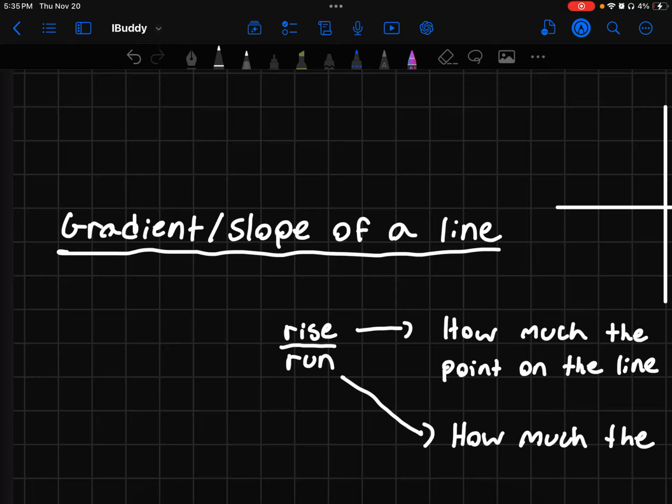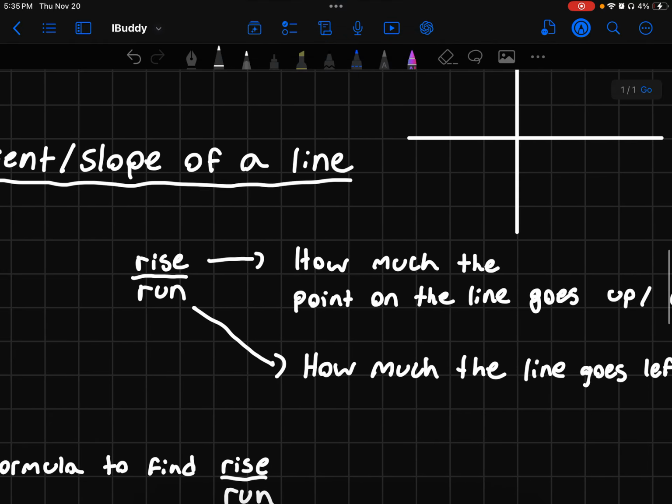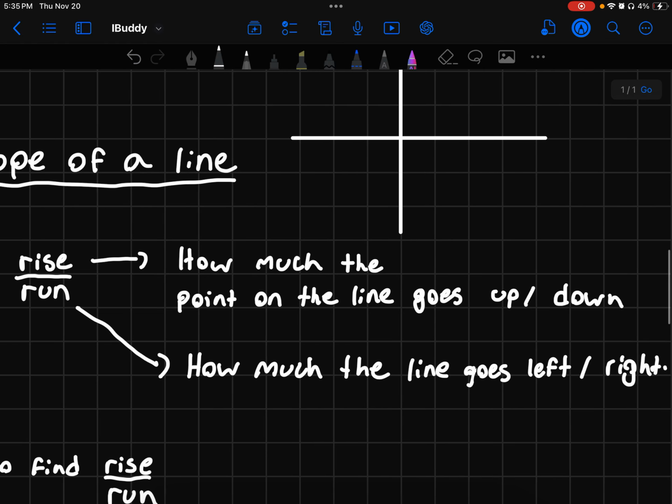Today we'll be going over the gradient, also known as the slope of the line. The slope of the line is basically how steep the line that you plot on the graph is. We can figure this out with the form rise over run. The rise decides how much the point on the line goes up or down, and the run decides how much the line goes left or right.